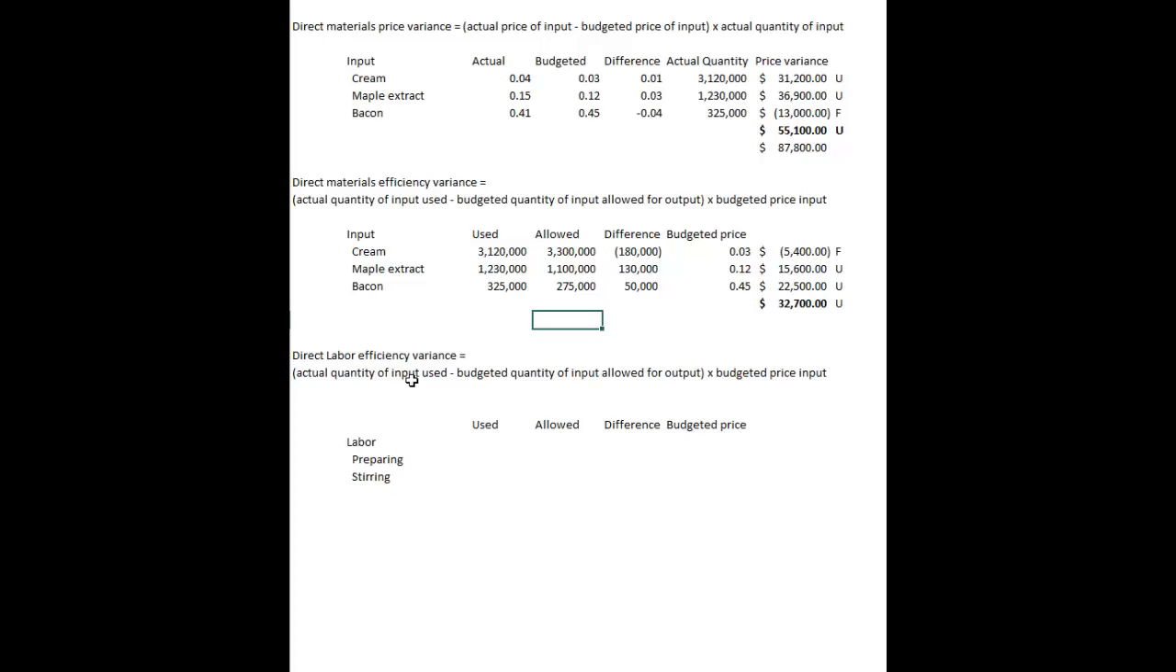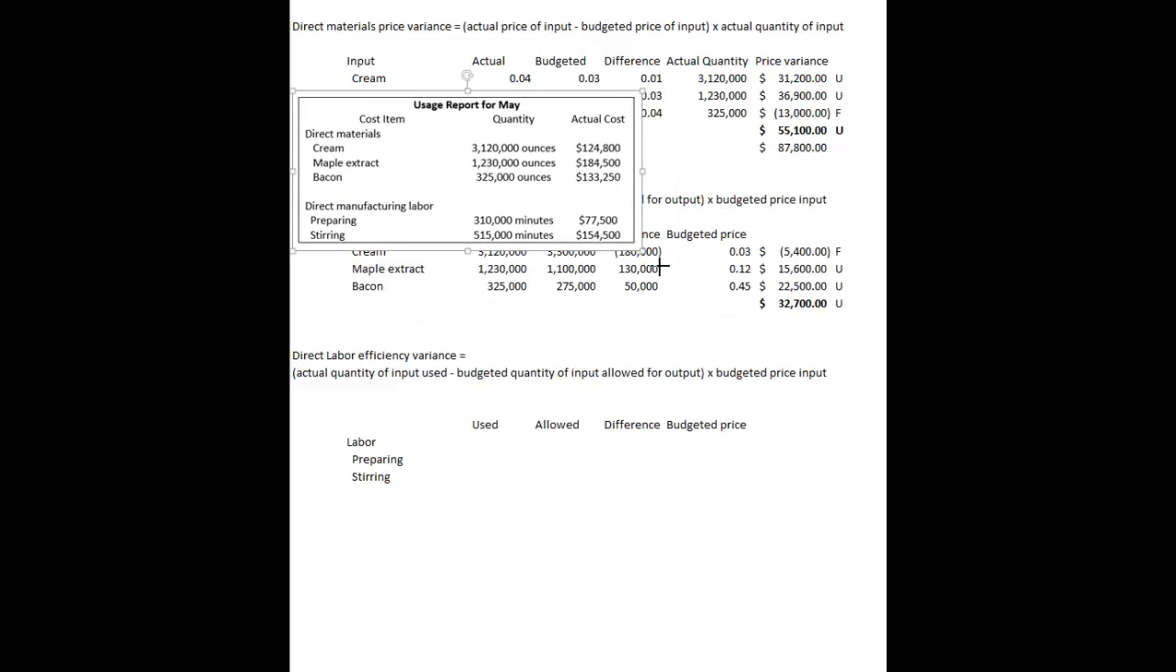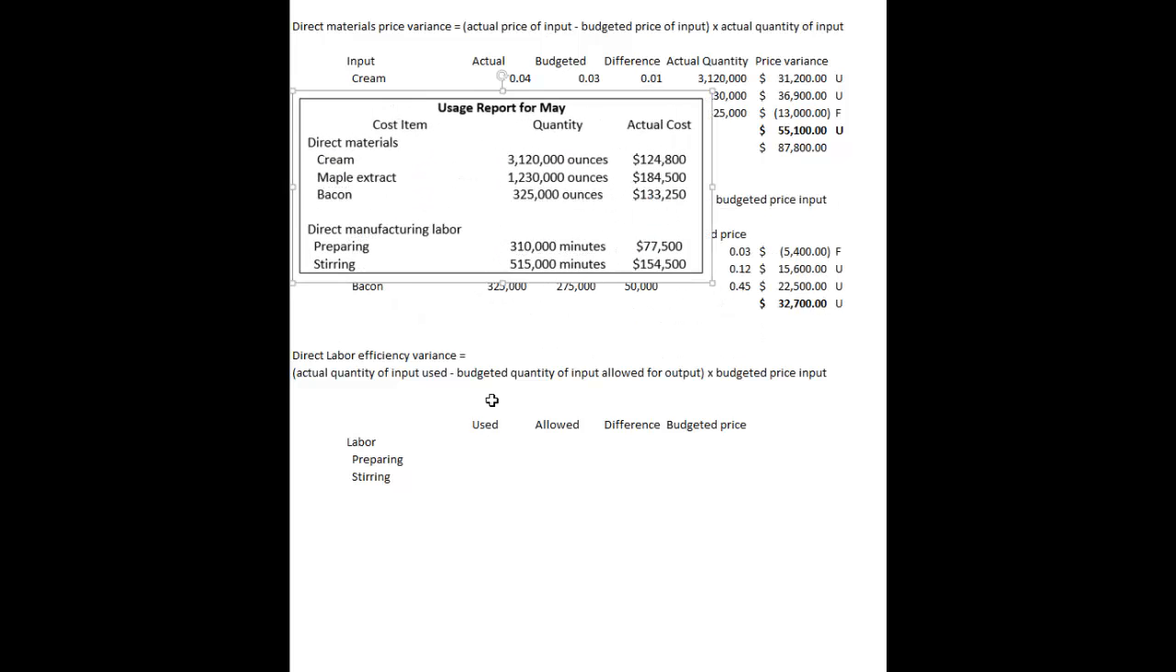So the actual quantity of input used comes from this usage report. And you'll notice it tells us that we used 310,000 minutes in the preparing department. You gotta put enough zeros there. And we used 515,000 in the stirring department. Now what were we allowed?